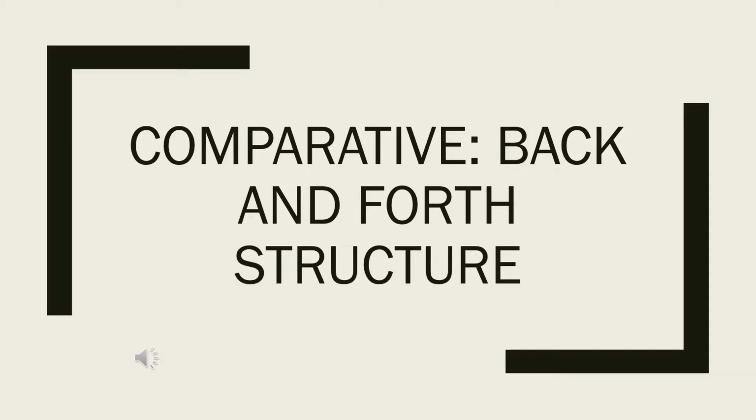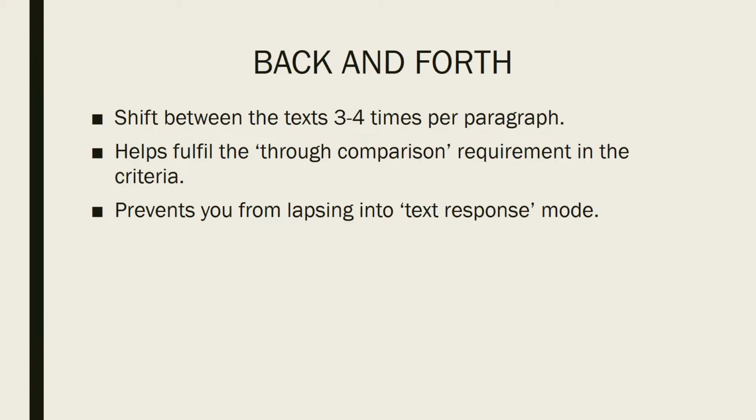Hi everyone. Today we're going to examine the back and forth or integrated structure for comparative writing, instead of writing in 2 chunks per paragraph. So we're going to look at shifting between the text 3 to 4 times per paragraph. This will help you to fulfill the through comparison requirement in the criteria for this section of the exam, and also prevent you from lapsing into text response mode when writing.